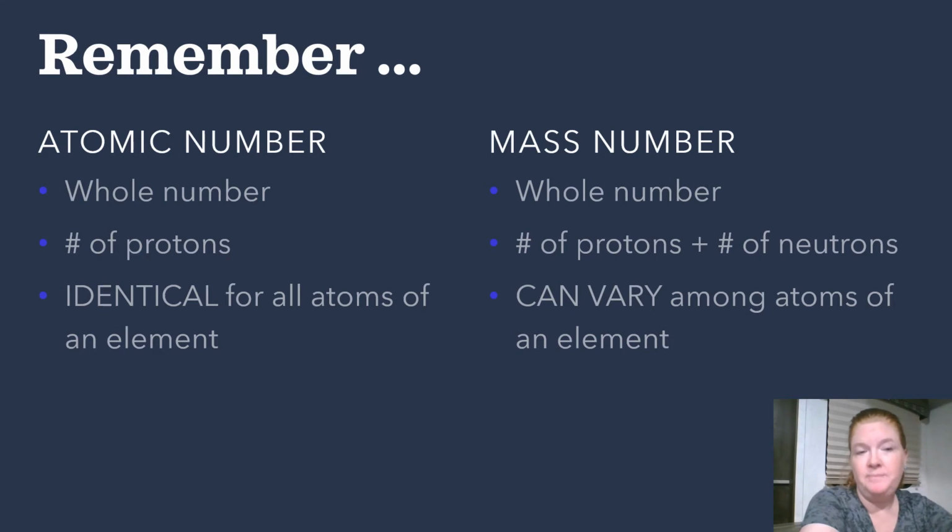So remember, atomic number, mass number, both whole numbers. The atomic number is the number of protons. The mass number is the number of protons plus the number of neutrons. The atomic number identifies an element. It's identical for all atoms of an element. And the mass number can vary among atoms of an element.